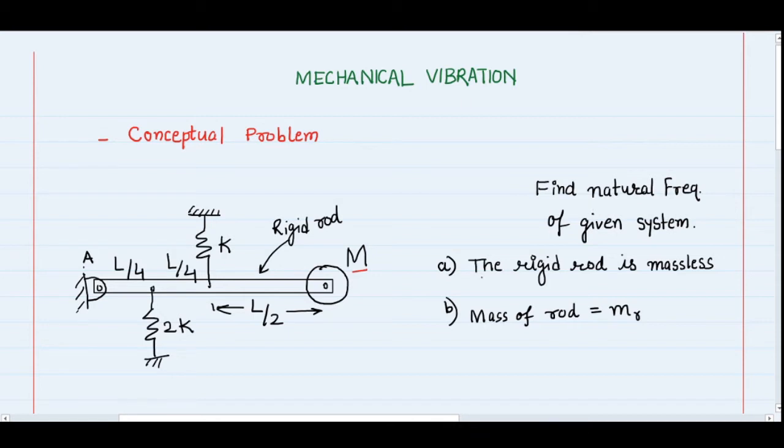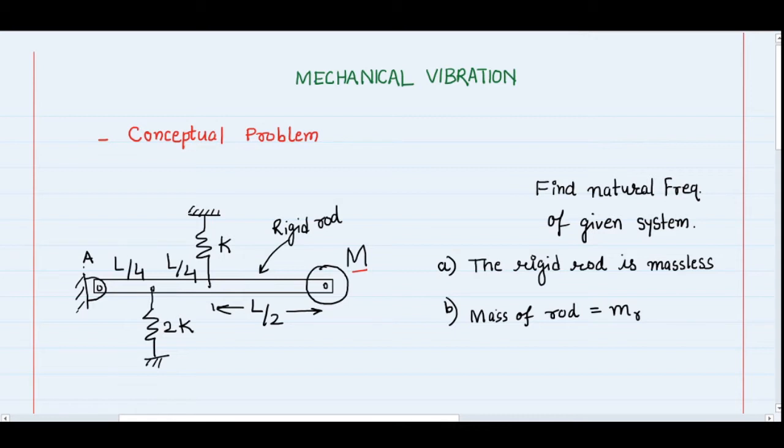In the first case, the rod is massless. That means this rigid rod will be considered as massless and the mass component will be only this tip mass. In the second case, the mass of the rod is MR. That means we have two masses, and we have to write the equation of motion and then find the natural frequency.